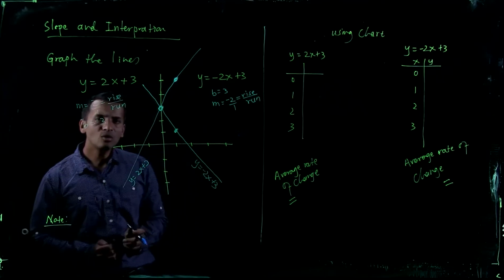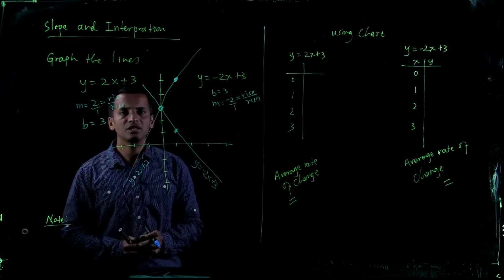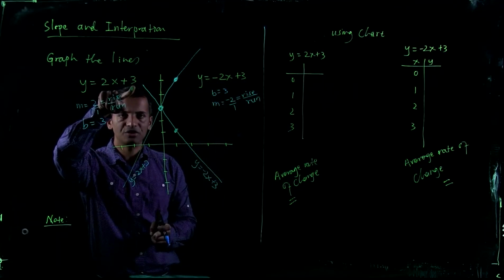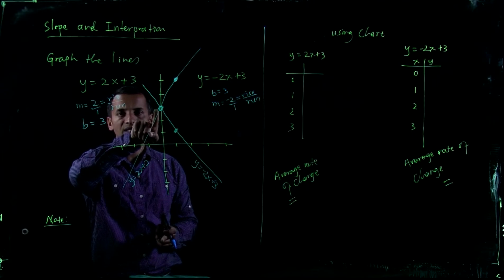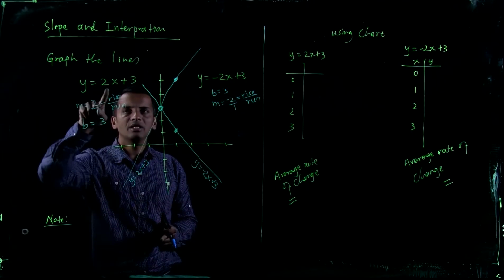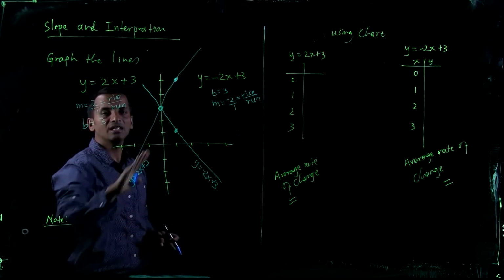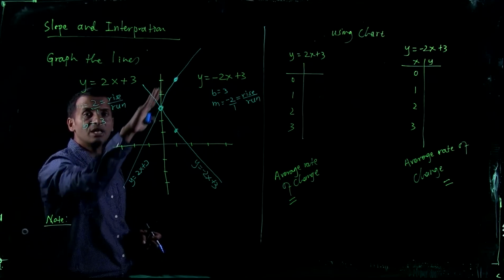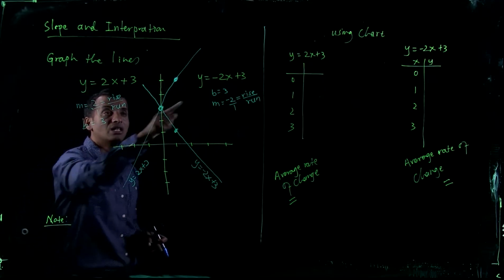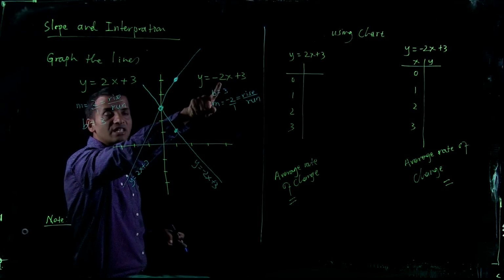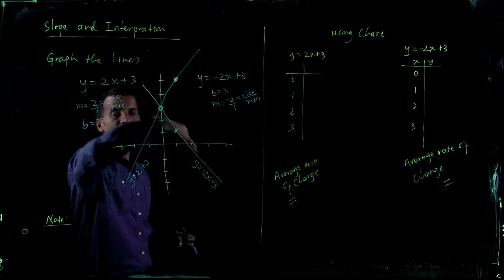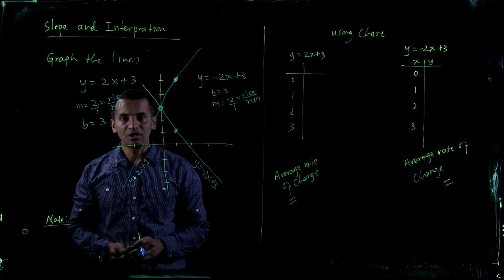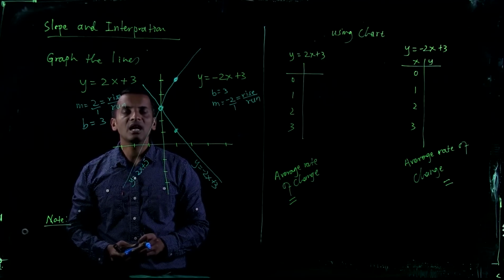Now the question is, how does the graph differ based on the slope? Both of these two lines have the same y-intercept because they pass through the same point on the y-axis, right? But the slopes are different. In the first equation, the increasing line, the slope is positive. When the slope is positive, the graph is always increasing. On the second line, the slope is negative 2, so the graph is decreasing. So if the slope is positive, the graph is increasing. If the slope is negative, the graph is decreasing.